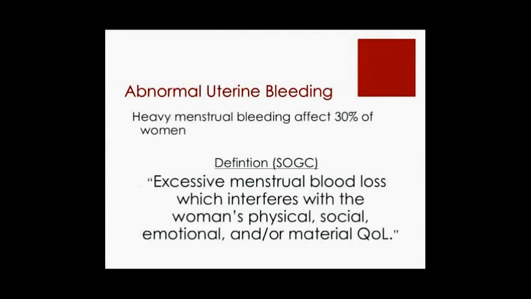So heavy menstrual bleeding affects 30% of women. And it's the most common complaint under the umbrella that is abnormal uterine bleeding. And the definition by the Society of Obstetricians and Gynaecologists of Canada is excessive menstrual blood loss, which interferes with a woman's physical, social, emotional, and material quality of life. So it's a very holistic kind of definition. They used to have all of these volumes and frequencies and pads. That's out the window. If it affects the patient, they have heavy menstrual bleeding.